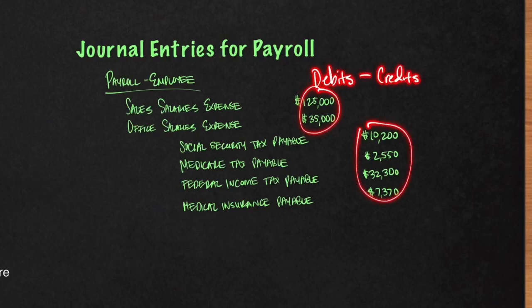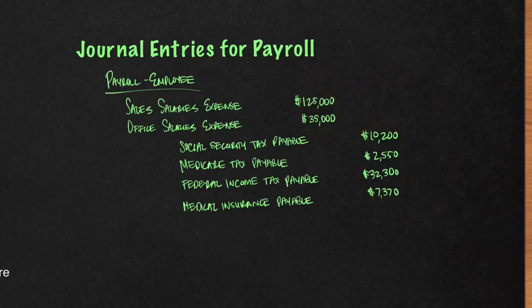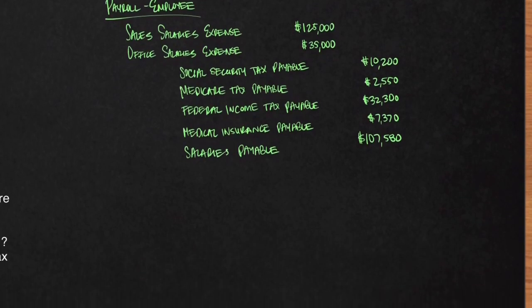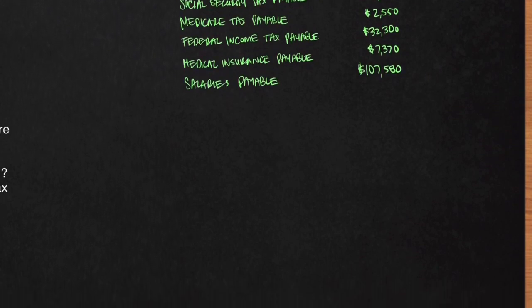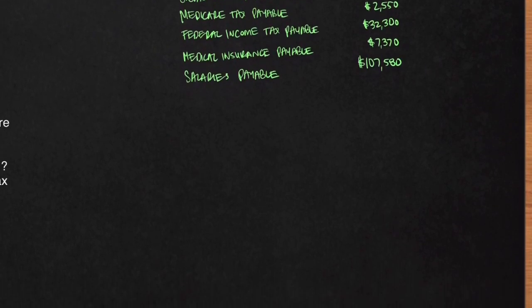Now, here's our debits and here's our credits. If you notice, they do not equal one another. When calculating gross and net pay for employees, those debits are actually their gross pays. And all those payables that we've done thus far are your deductions. Your last credit is the salaries payable. And that is actually your net pays all combined from your employees. In this case, it will be $107,580. Now your debits and credits equal.